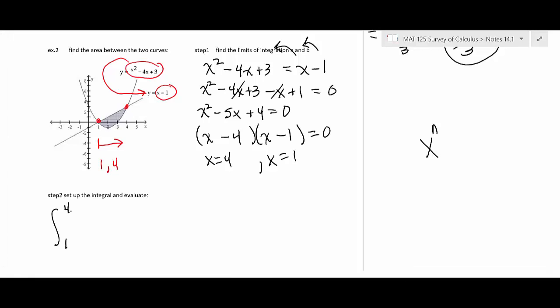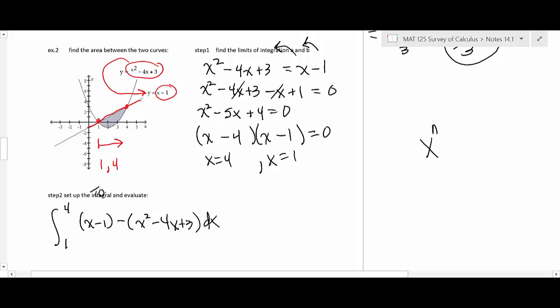X minus 1, the line, okay? This one right here that I'm highlighting is x minus 1. So that one comes first. The one on the bottom is the parabola. So that's going to be minus parentheses x squared minus 4x plus 3 times dx.